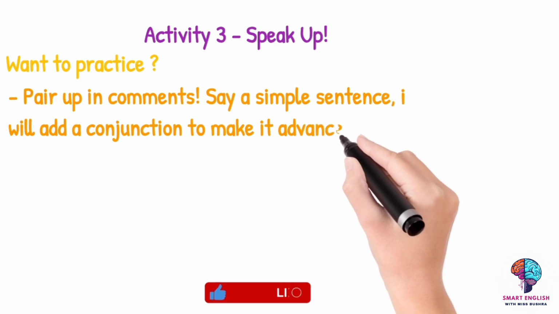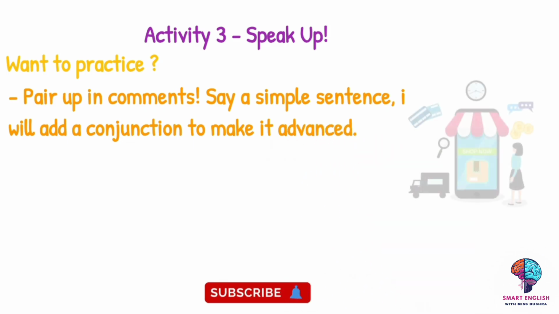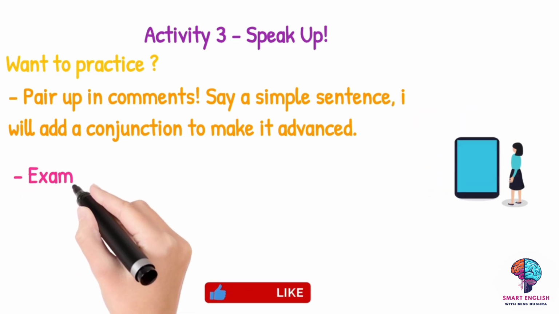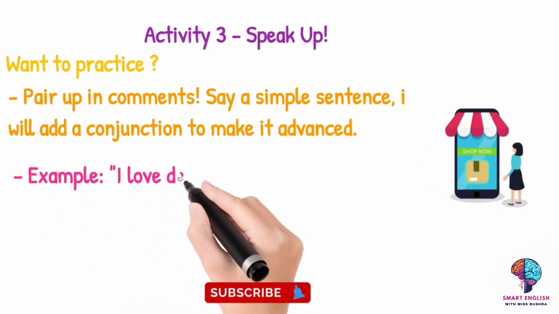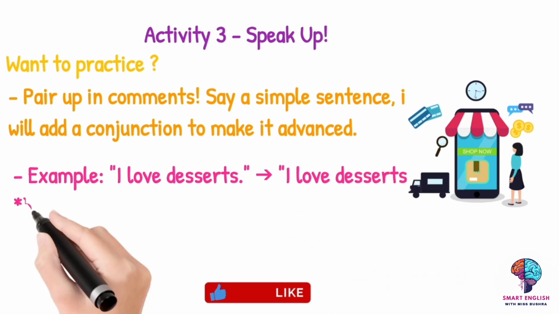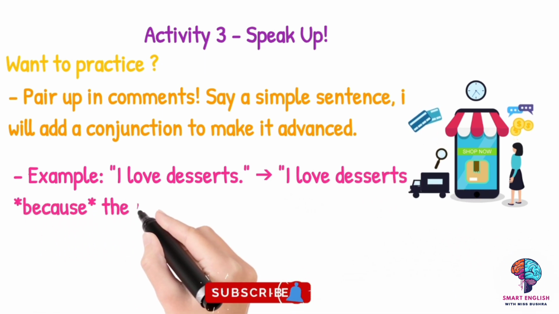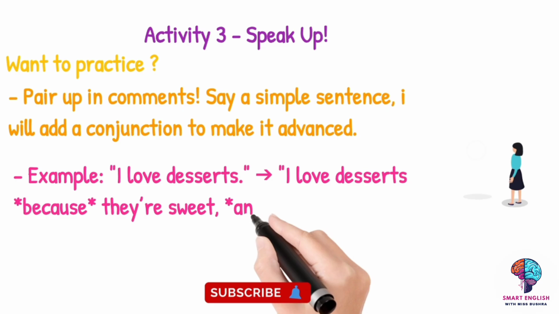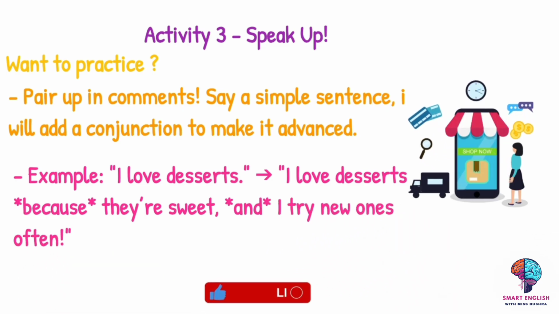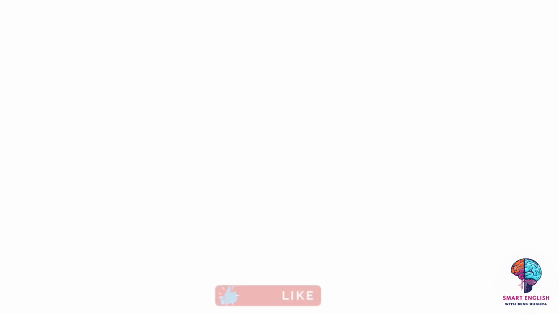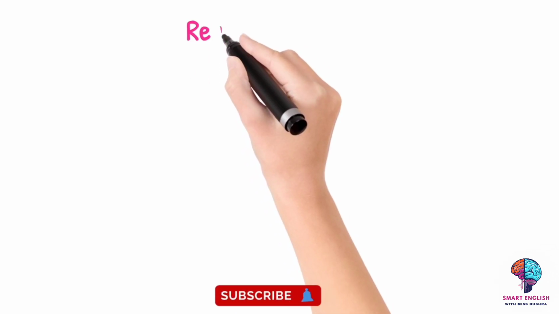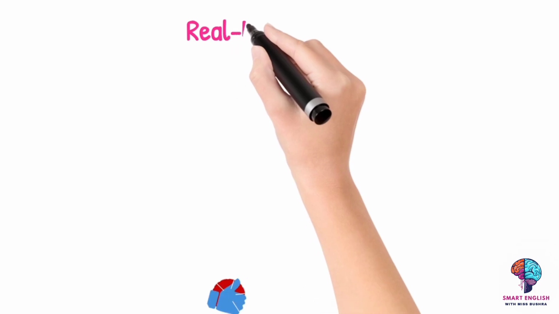Activity number 3, speak up. Want to practice? Pair up in the comments. Say a simple sentence and I'll add a conjunction to make it advanced. Yes, students, do you want to practice? Alright, just write a sentence and I'll answer you. I'll definitely answer you and tell you how we can work together. I like desserts. I love desserts because they are so delicious. Now hit the comment and tell me any sentence and I will add a conjunction, and let's play this game together.